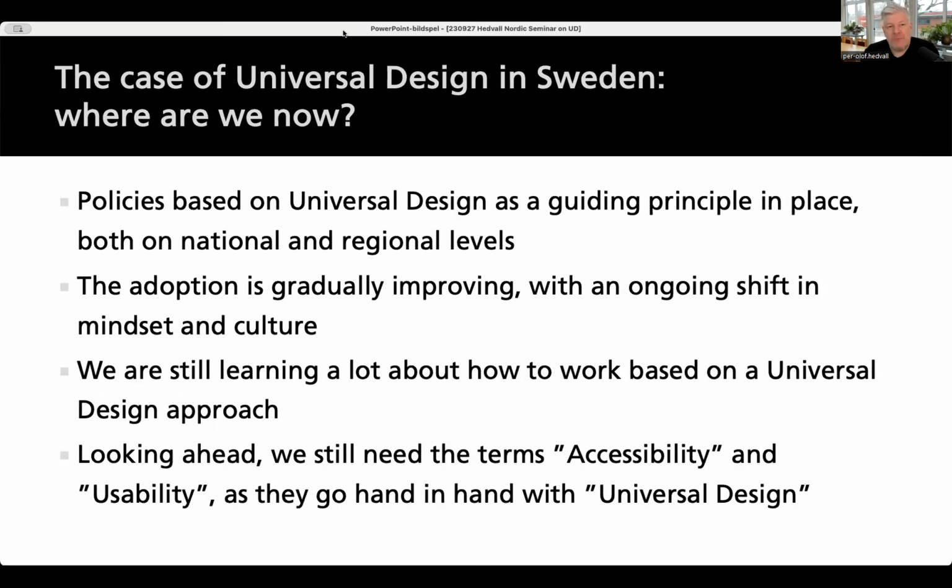So I'm going to say just a few words on universal design in Sweden. Where are we now? Well, for 5-6 years, we have had policies based on universal design as a guiding principle in place, both on national and regional levels. But that's universal design as a guiding principle, not as material requirements. The adoption of universal design is gradually improving in Sweden, with an ongoing shift in mindset and culture. And we are still learning a lot about how to work based on universal design. Looking ahead, I think that we need the terms accessibility, usability, and universal design, all 3 of them, as they go hand in hand.